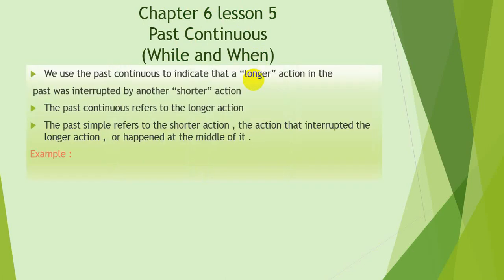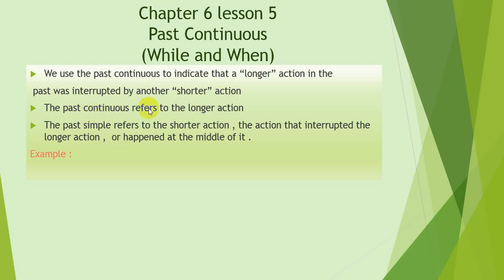We say here, that's a use for the past continuous. It says, we use the past continuous to indicate that a longer action in the past was interrupted by another shorter action. Alright, let's look at the second point to understand more.